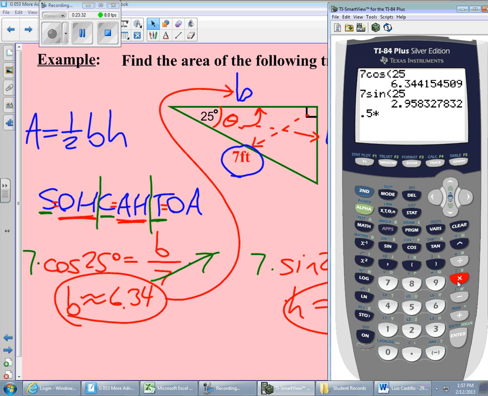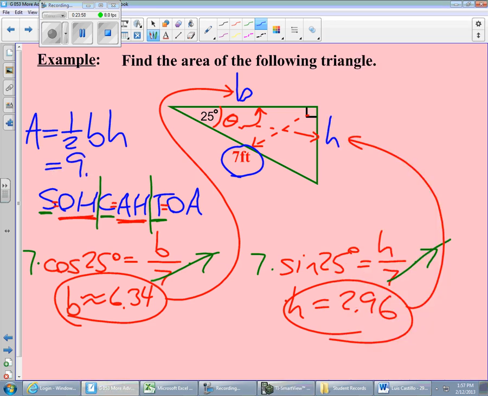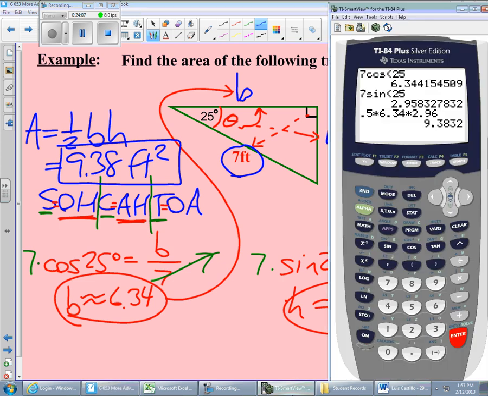Okay, so the formula says 1/2. There's our 1/2. Formula says multiply by B. I rounded it to 6.34. And the formula says height, and we had that rounded at 2.96. And we get an area. I got something in the ballpark of 9.38 square feet. And again, I would not round it any further down than about 2 decimal points. The more you round earlier in the problem, the further this gets away from the right answer.